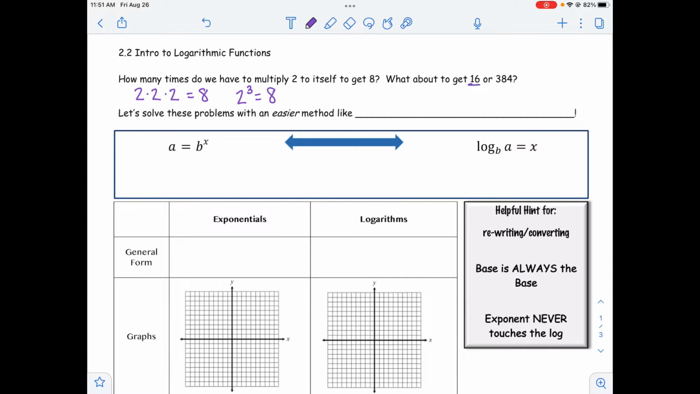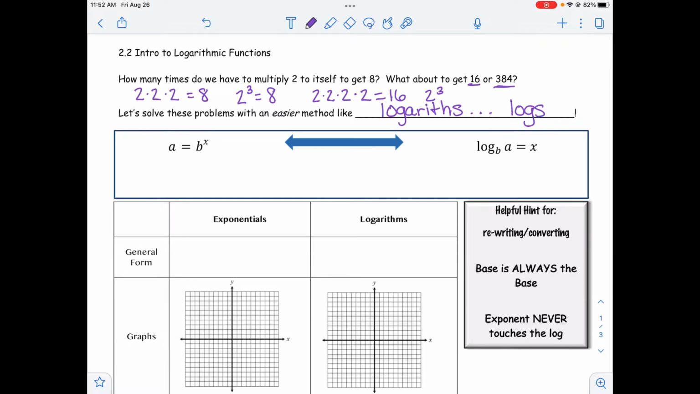If I wanted to get to 16, think about how many times I'd have to write it. So I'd have 2 times 2 times 2, I know that gets 8, and one more would get me 16. However, if I ask you to find out 384, I don't know that I'd want to spend the time writing all that out. So to solve problems, we use an easier method, and that method is with logarithms. So we are going to learn about logarithms and how they relate to exponents. We often just call them logs for abbreviation.